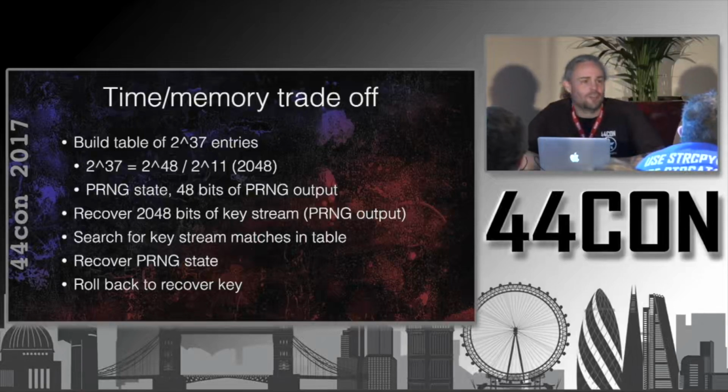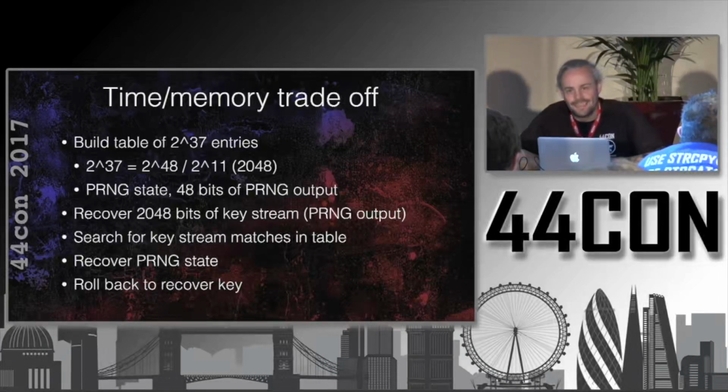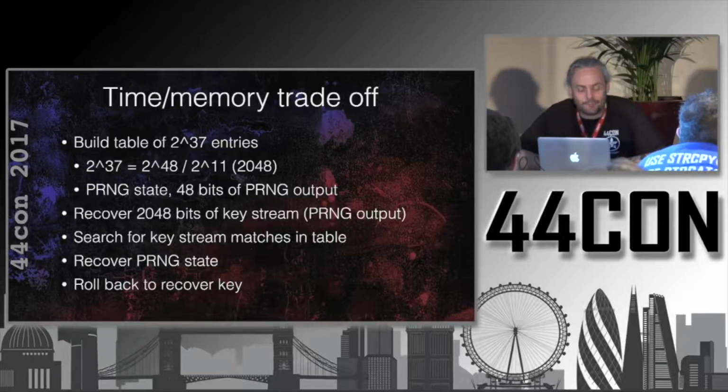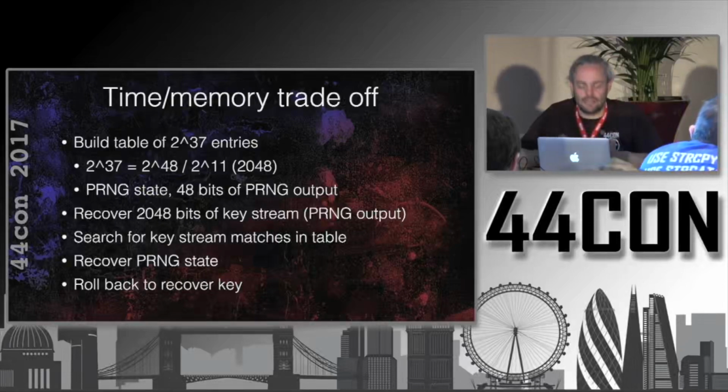In every test I've done, it's always found it. So in my small sample set of 50 tests out of 2^37, it worked. From there you can roll back the PRNG state to the initialization steps where you can extract the nonce, and then you can XOR that with the key bits to get the key out.